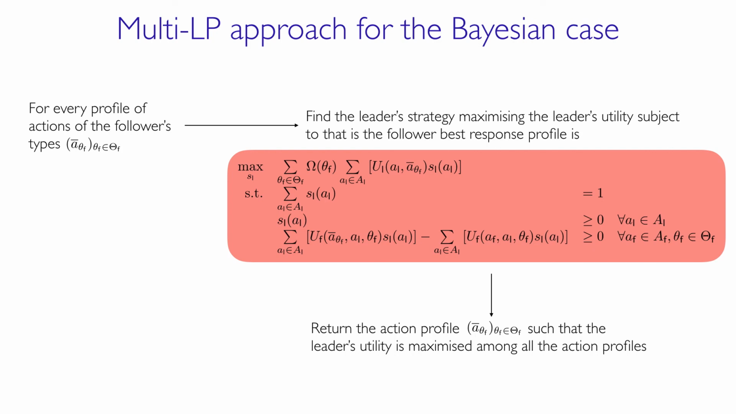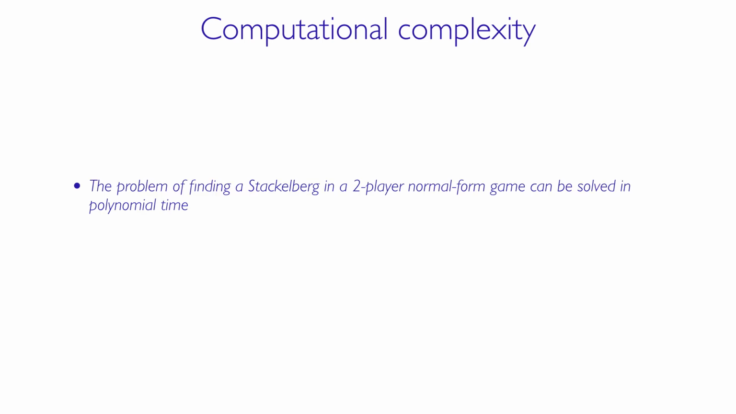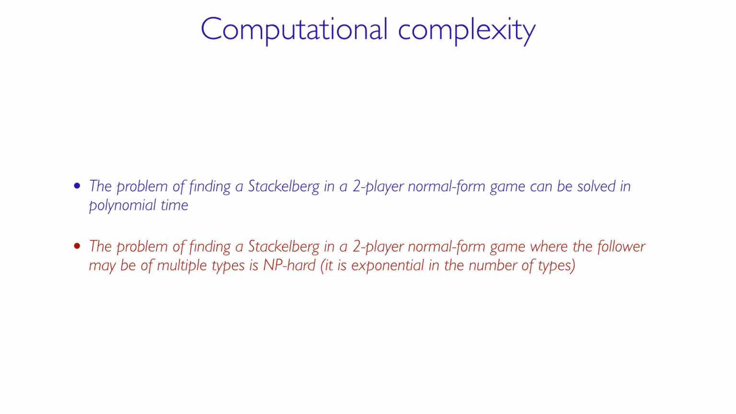Notice that the number of action profiles rises exponentially in the number of types. So we should ask whether the complexity in this case is hard or not. Specifically, in the case without types, the problem can be solved in polynomial time in the number of actions of the players. In the Bayesian case, instead, the problem is NP-hard, and in particular, it requires exponential time in the number of types of the follower.